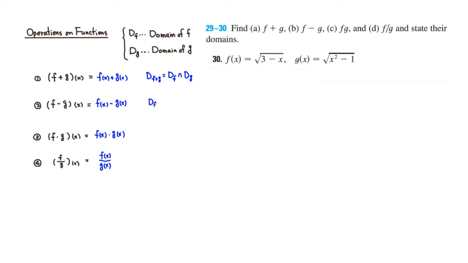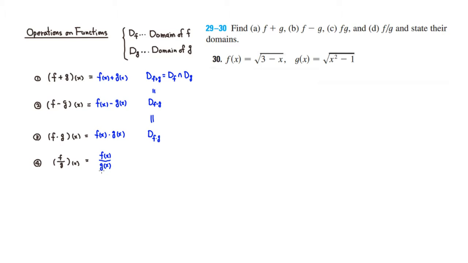So the domain of f minus g is the same as the domain of f plus g, which is the intersection of those two domains. And the same thing with the domain of f times g is exactly the same. The only different one is the domain of f over g. The reason is g of x is sitting as a denominator, so when it becomes 0, that becomes problematic.